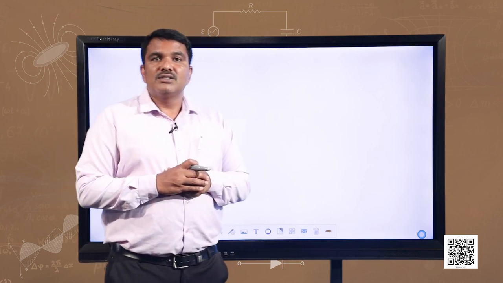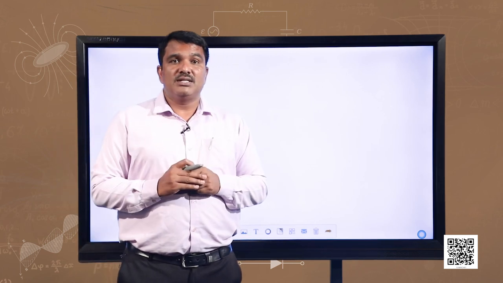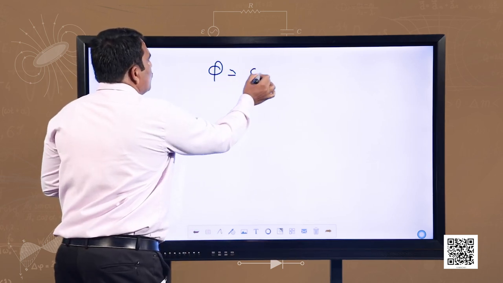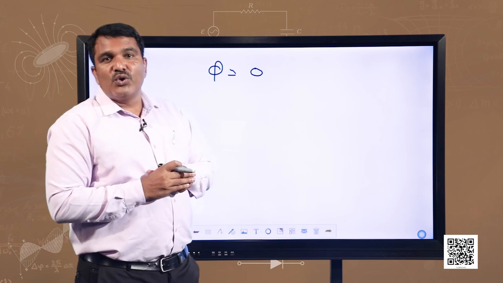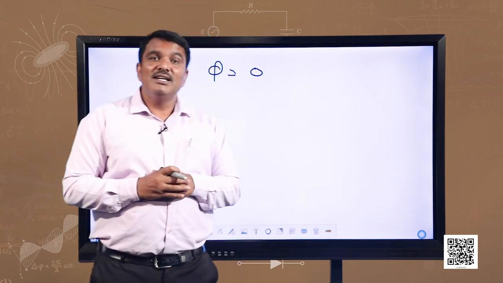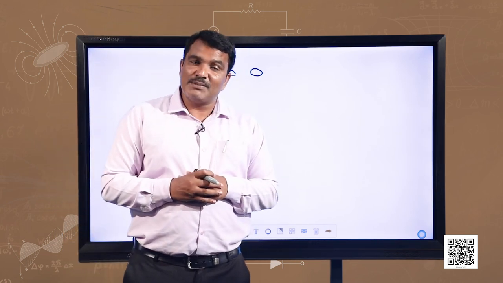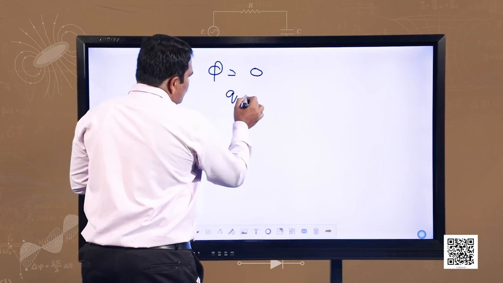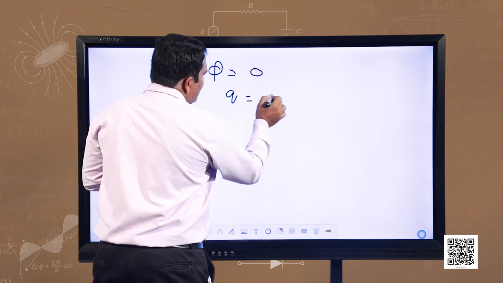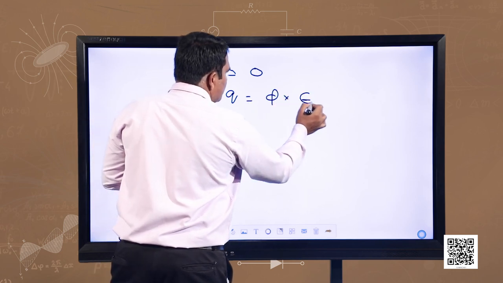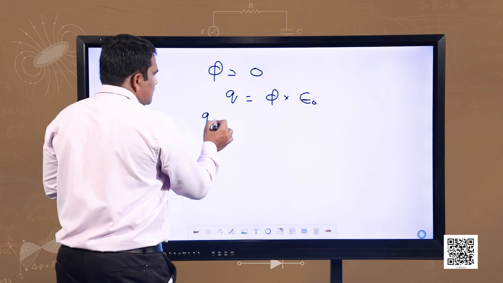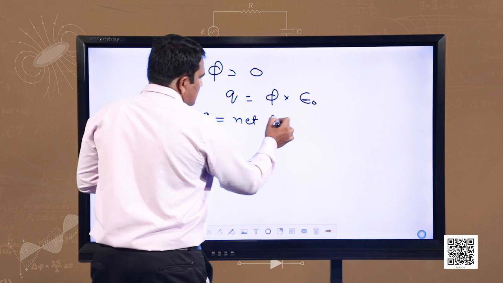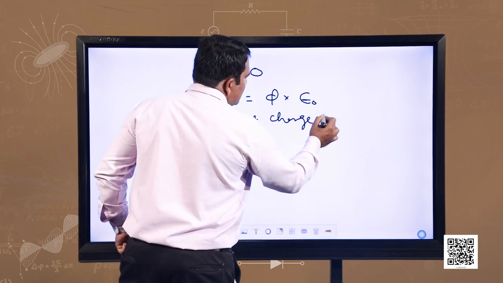Now, let us look at the second part of this problem, which says if the net outward flux through the surface of the black box were 0, that means if phi would have been 0, could you conclude that there were no charges inside the box? So, again we see that Q is equal to phi multiplied by epsilon naught, where Q is net charge.